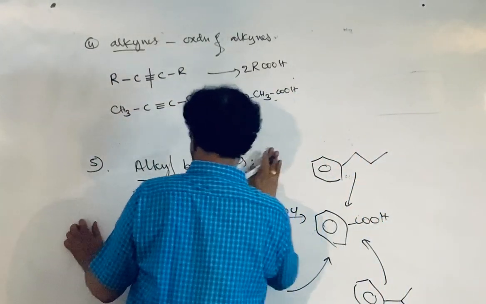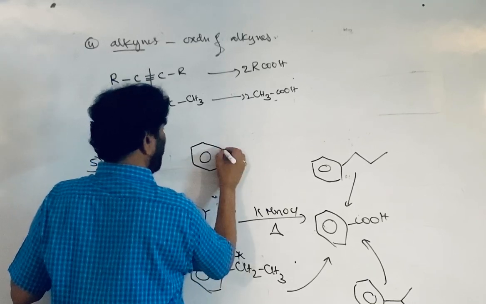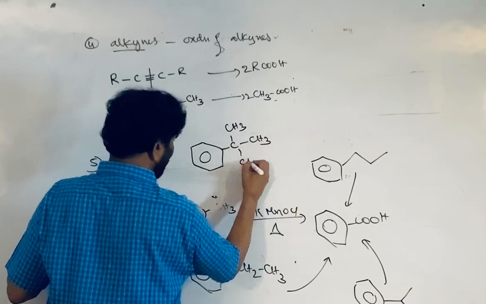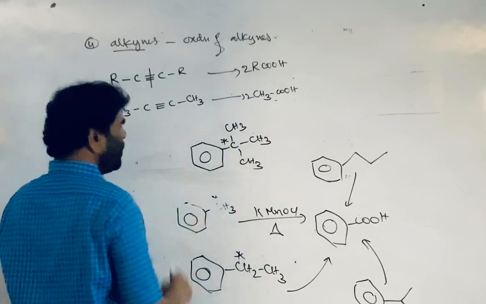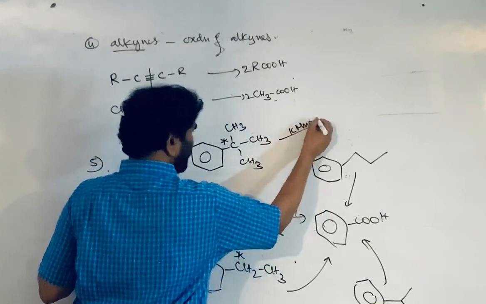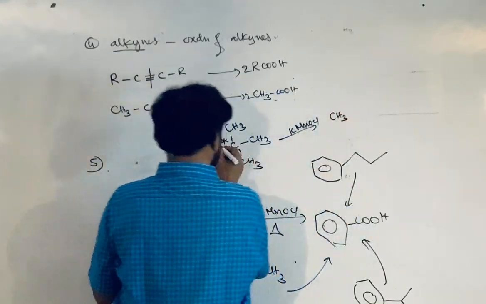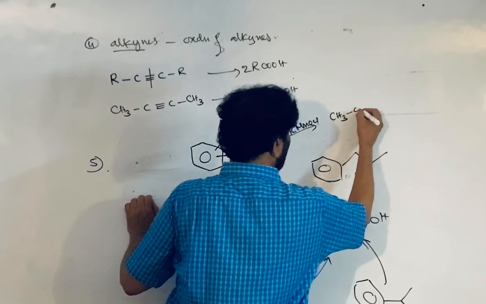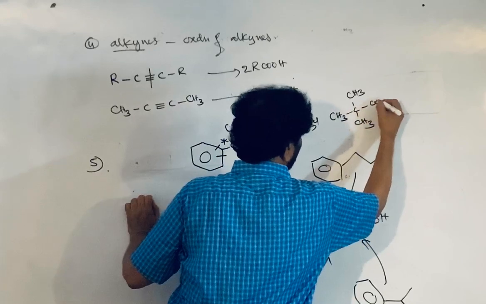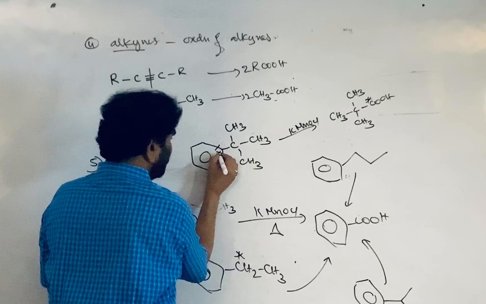Tertiary butyl benzene is an alkyl benzene, no doubt. This is the benzylic carbon, but it has no hydrogen. On treatment with KMnO4, benzoic acid is not formed. Here ring breaking takes place. The benzylic carbon is not undergoing oxidation. This carbon atom of the ring is converted into this one.